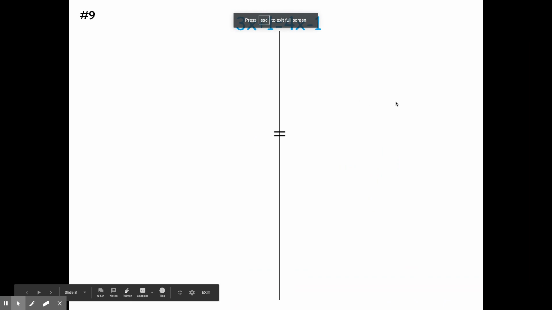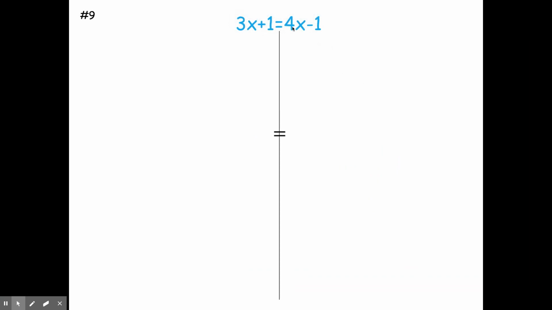All right. So here I have another equation. Again, I've got variables on both sides of my equal sign because we're in the 8th grade. That's how we roll now. All right. So I've got 3x plus 1 equals 4x minus 1. All right. Again, I'm not solving it. I don't care what x is equal to right now. We'll start solving next week. Right now, all I'm worried about is representing this equation using my algebra tiles.